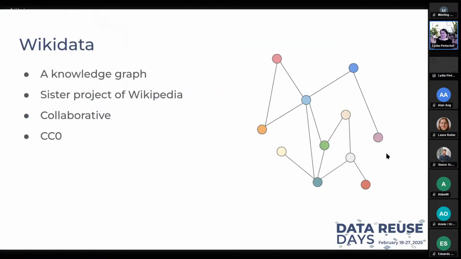So what is Wikidata? Wikidata is a knowledge graph. It's a sister project of Wikipedia. It's just like Wikipedia, a collaborative project, and all of its data is available under CC0, meaning you can pretty much do whatever you want with the data.